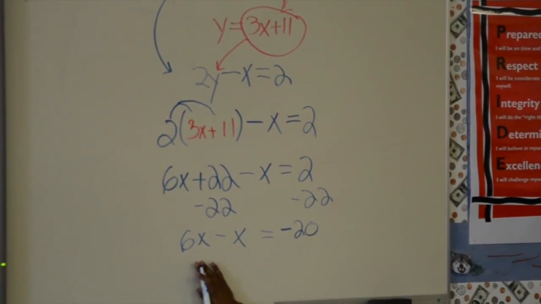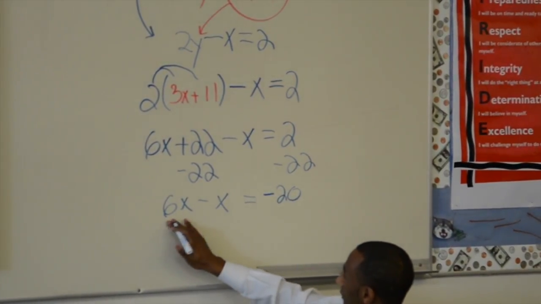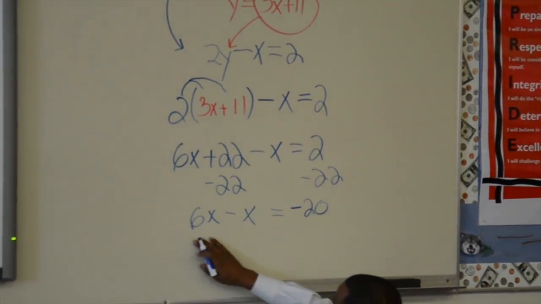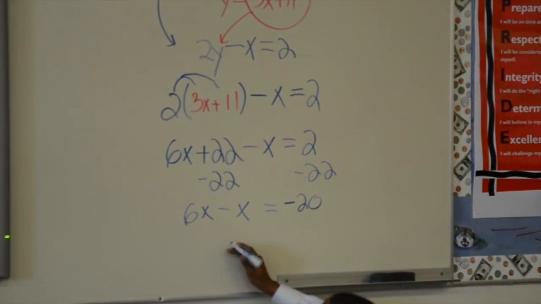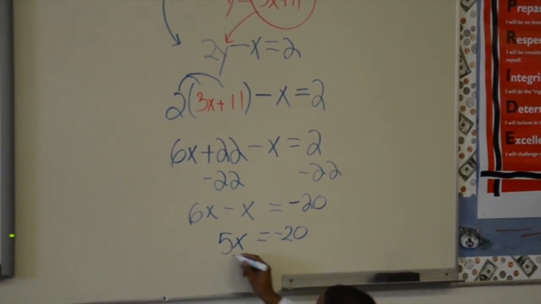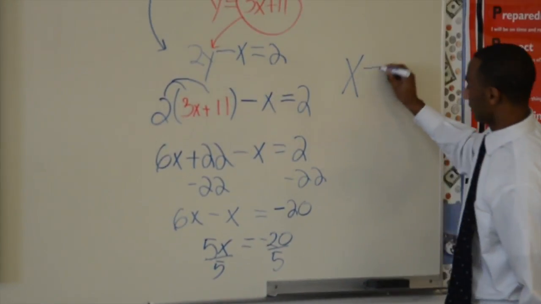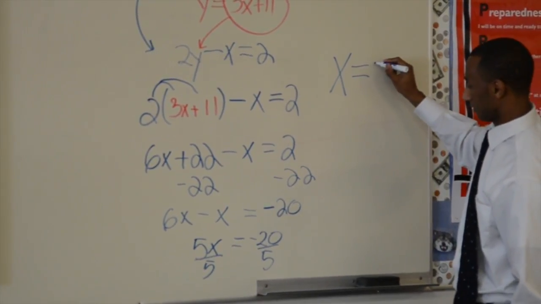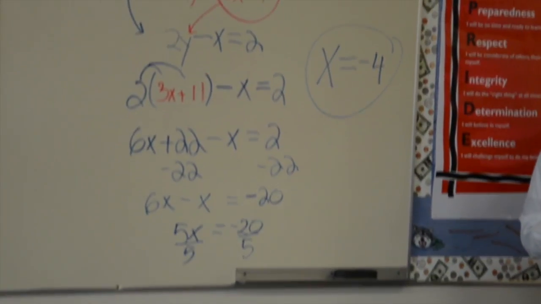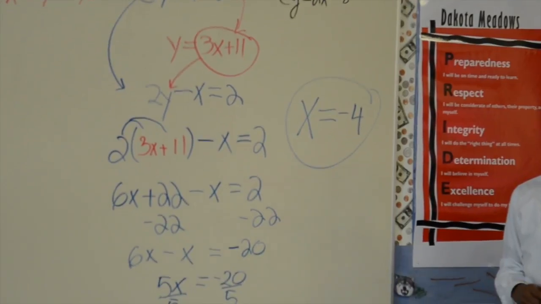Then what do we do next? Yeah, combine like terms. Yes. So 6 plus, there's an invisible 1 here. I mean, minus an invisible 1 here. It's negative 1. It'd be 5x is equal to negative 20. Then when you divide by 5, you have x is equal to negative 4. I got positive 4. Negative 4. Right? I got positive 4.